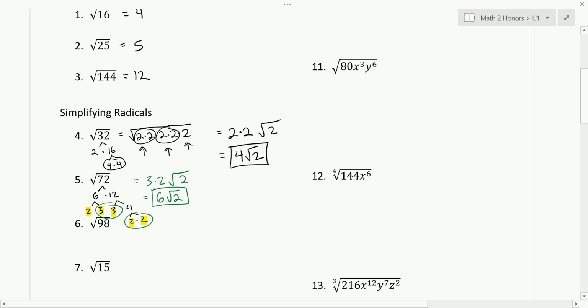How else could we have broken up the 72? 8 and 9. How else? 36 and 2. And if you do 36 and 2, what's the square root of 36? 6, and you're stuck with the 2. So again, sometimes you break it down in a certain way and you see the answer already sooner. Yeah?